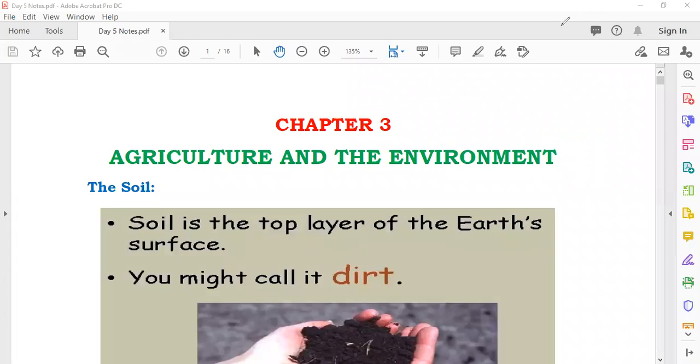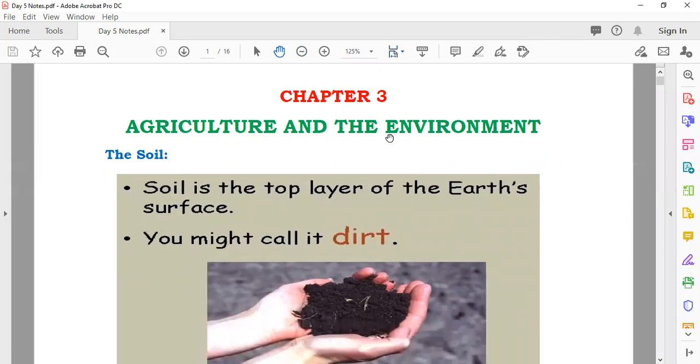Okay, so today we are going to start chapter number 3, and this is about agriculture and the environment. This is quite easy, and you'll find it interesting also. So we will start with agriculture and environment.